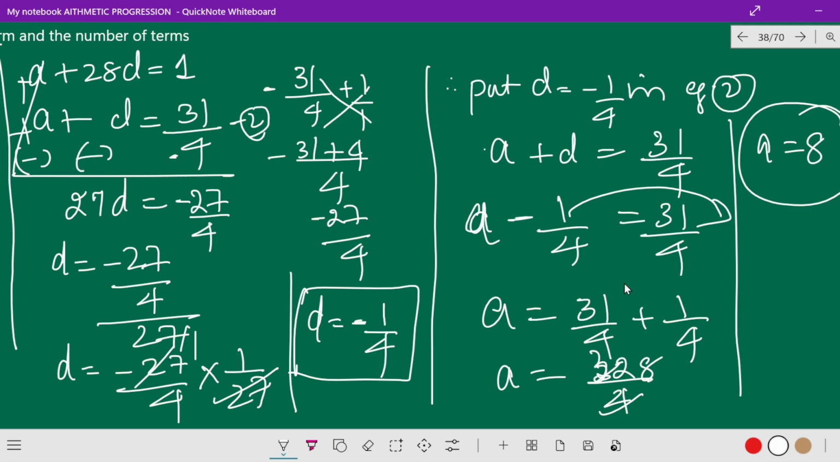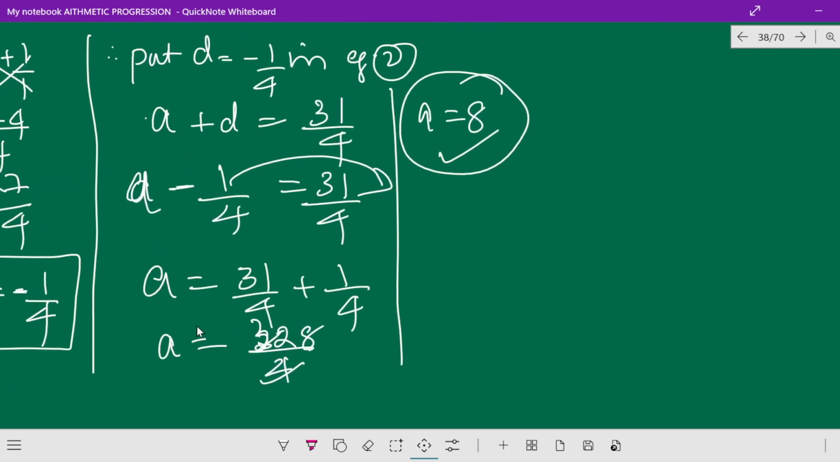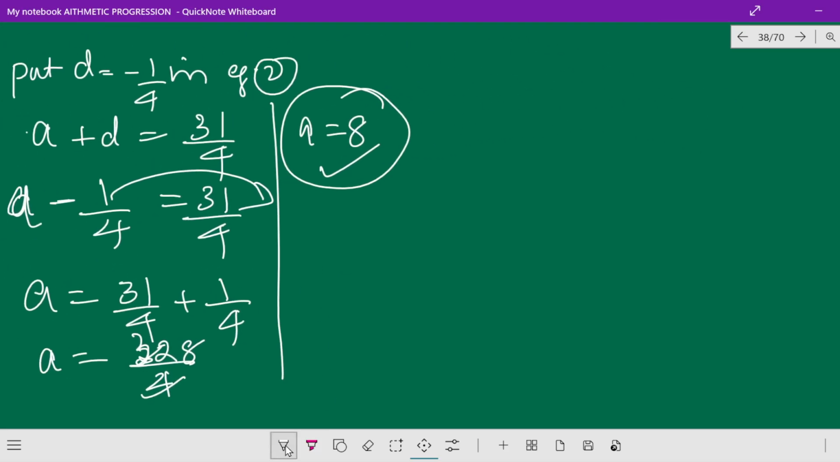So when A is 8 and D is minus 1 by 4, he has also asked to find the first term and the number of terms. First term we got as A is equal to 8. Now we have to find the number of terms, which means we have to take AN. How will we find AN? AN is equal to A plus N minus 1 into D.